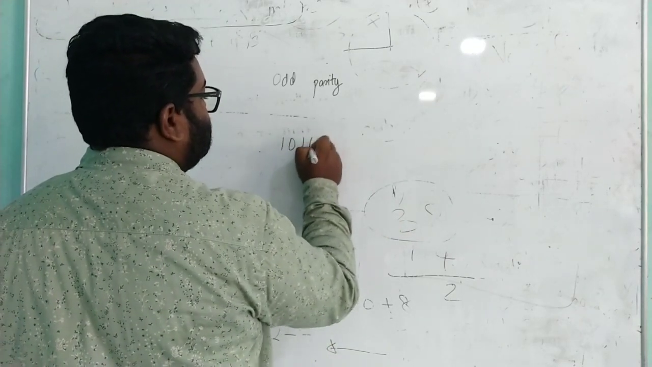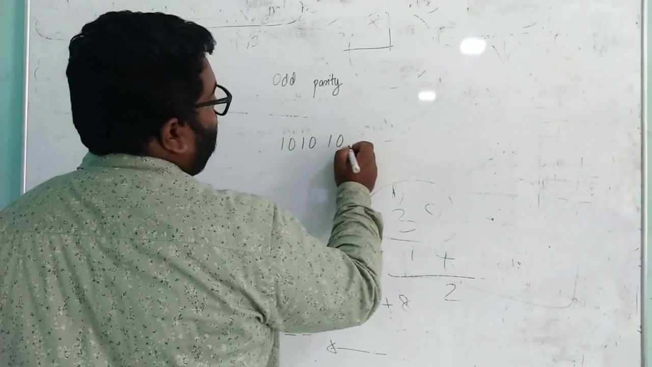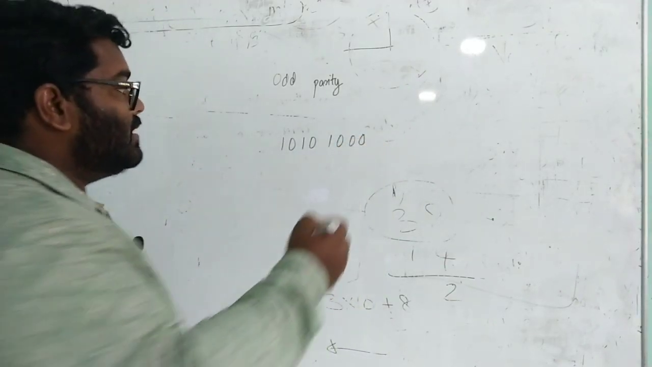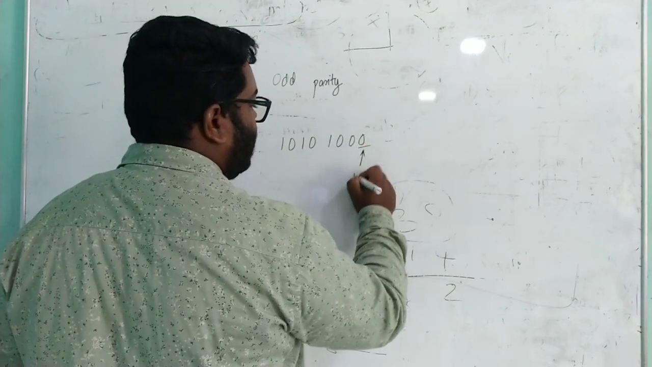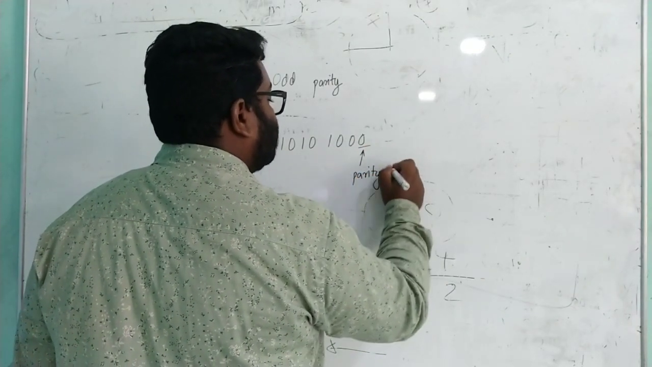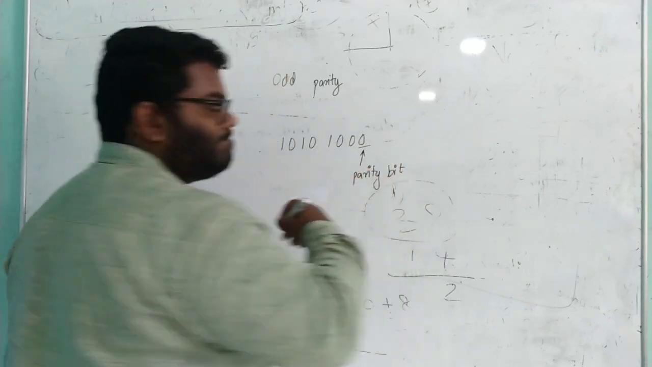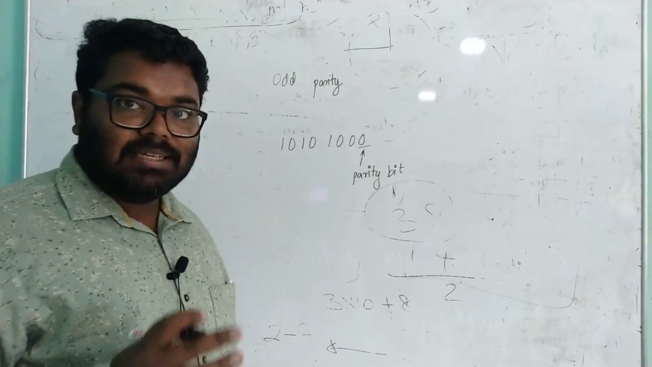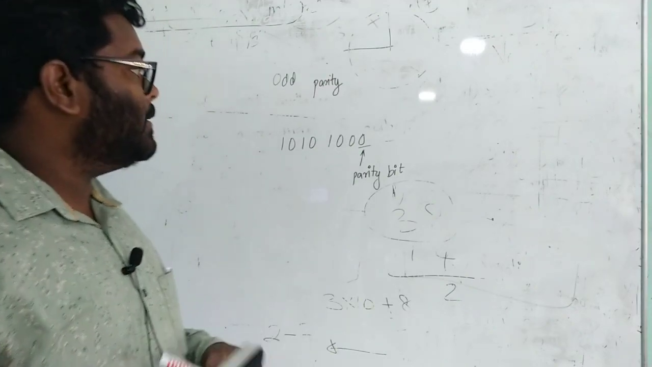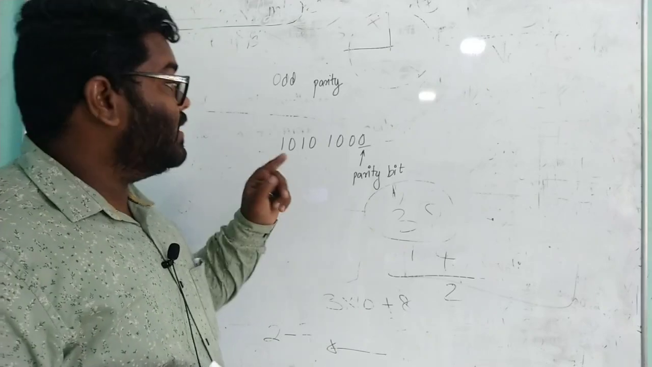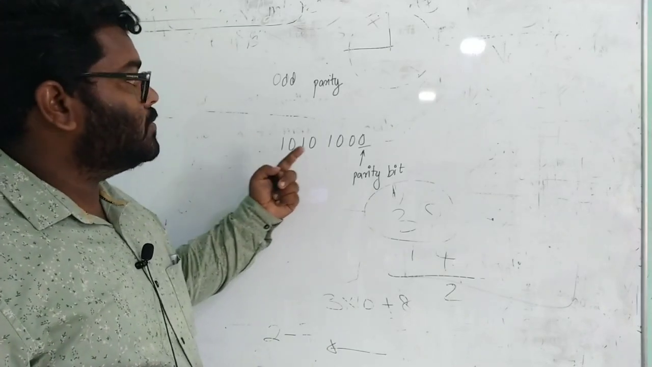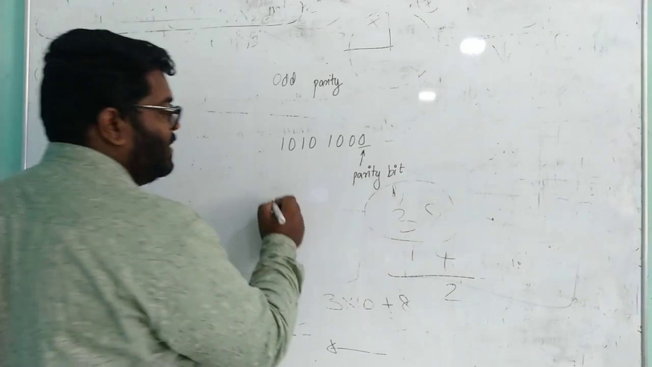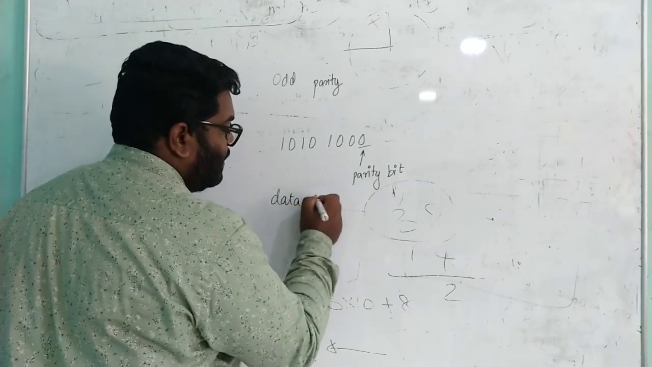10101000. Now you can see that the last one, I'm just assuming it as the parity bit, because the question can always define where the parity bit is. You just have to read it carefully and check where the parity bit is. All right, the last one is the parity bit in this case, and we're going to count the number of ones, 1, 2 and 3. 3, which is odd, which means this data is valid.